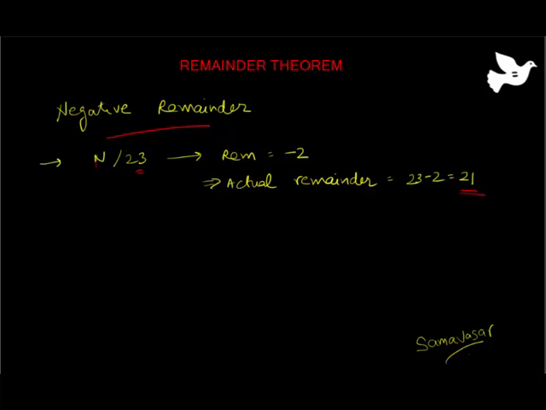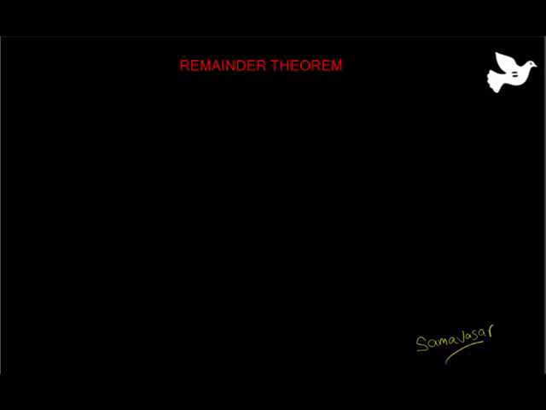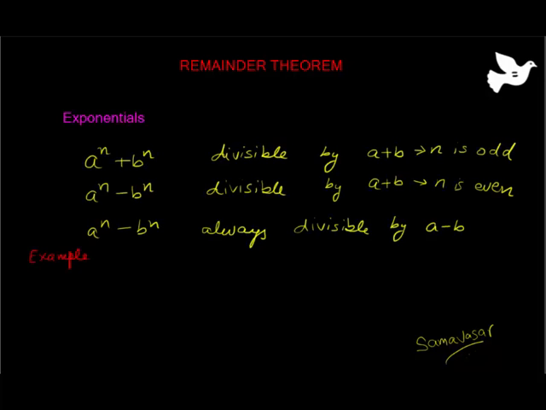Just to take another example, let us say there is a number x, and when I divide it by, let us say, 15, my remainder comes out to be minus 3. So the actual remainder will be 15 minus 3, which is equal to 12. So this will be used in certain questions. We'll see this later.